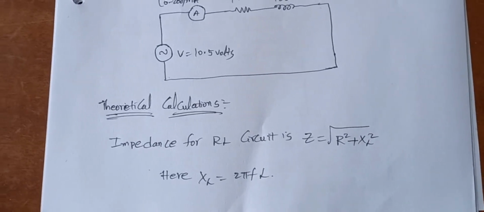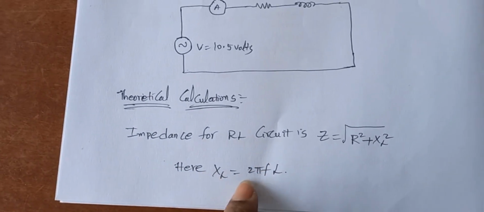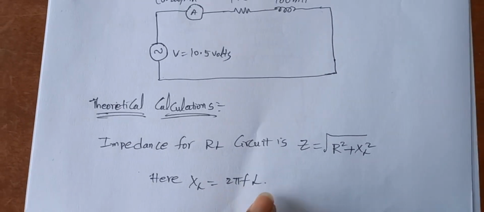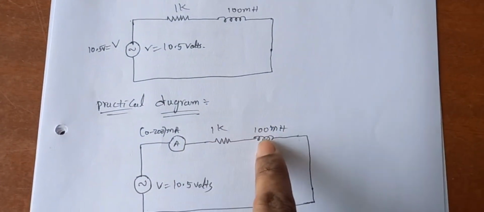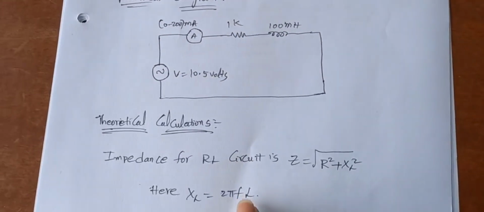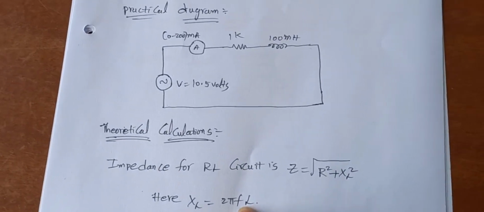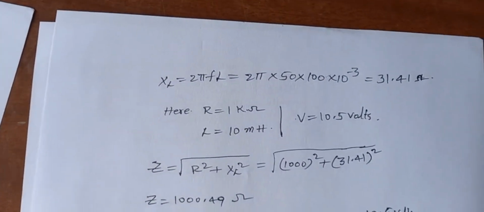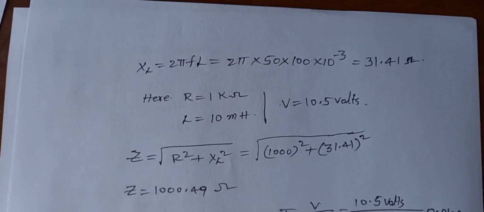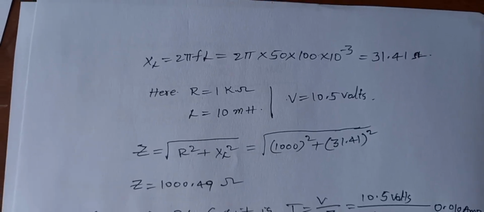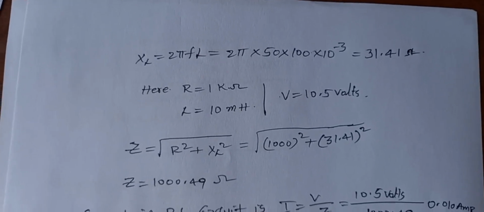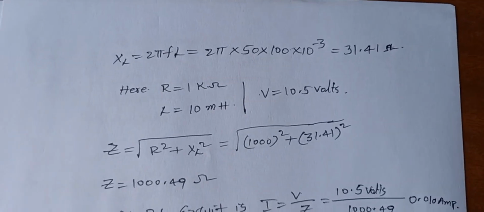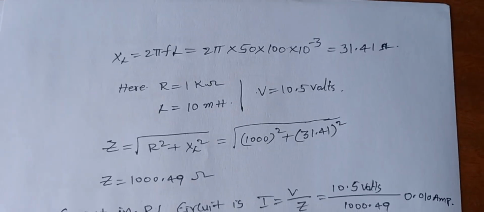That reactance we calculate by using XL is equal to 2 pi FL. According to our Indian standard, frequency F is equal to 50 hertz and the inductance given in the circuit is 100 millihenries. We substitute that here to get the XL value. I have calculated it already: 2 pi times 50 hertz times the inductance, and we got 31.41 ohms. That is the reactance.